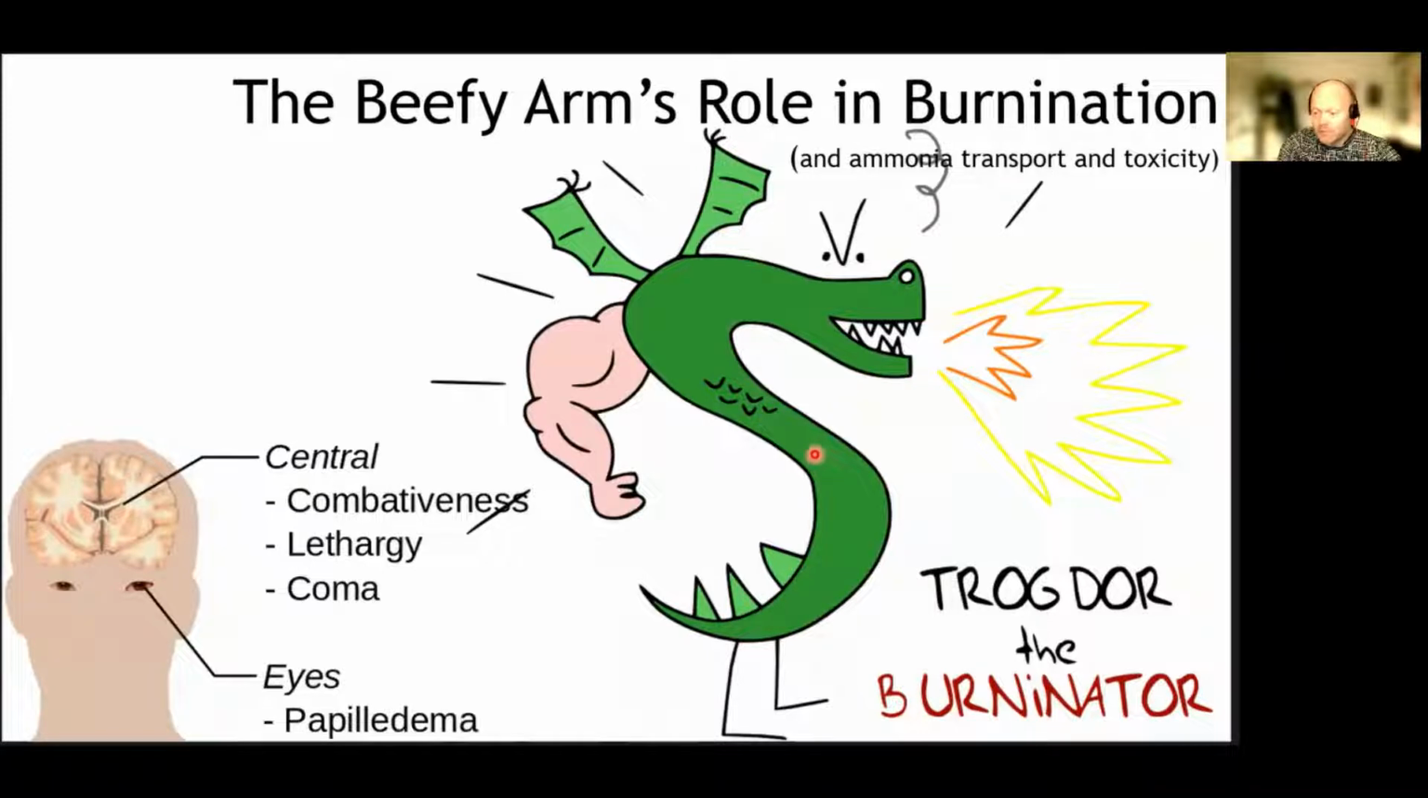So maybe in Trogdor, but definitely in other animals, the liver is a very important organ for handling ammonia in various forms. Let's look at nitrogen import in the liver and the processes that follow.